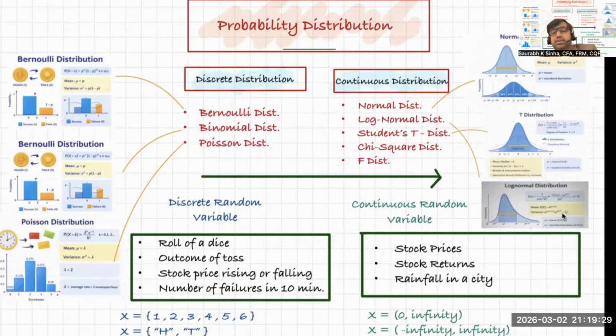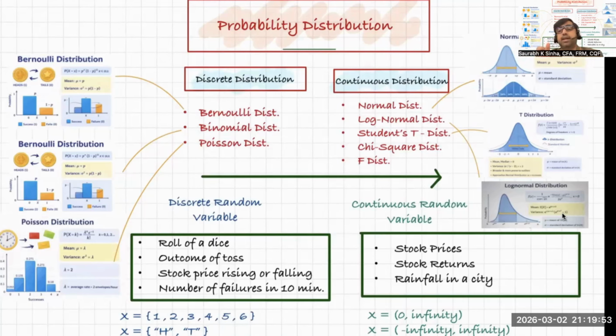Why is the categorization there? It depends upon the entity that you're trying to predict. Is it a discrete entity or a continuous entity? For example, let's talk about the roll of a dice. We all know that the roll of a dice has six outcomes: 1, 2, 3, 4, 5, 6.